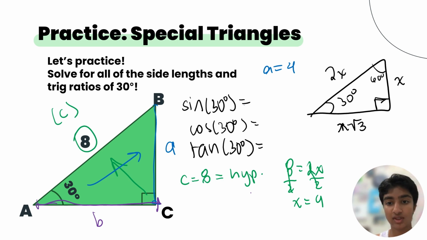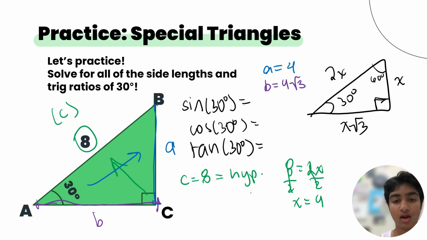Okay, so now let's move on to B. B is x root 3. And since x is 4 and B is x root 3, B equals 4 root 3. Move that up there. Okay, great. Now we have all the sides. And since we have all the sides, we can do the ratios now.